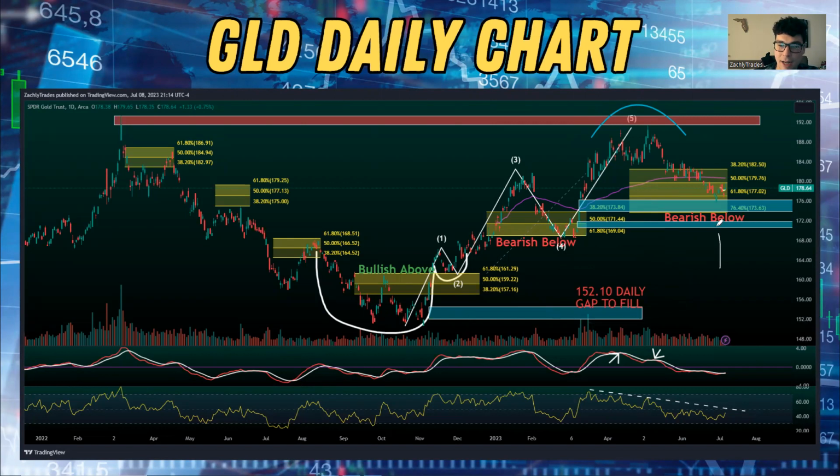The main line in the sand where I'm really bearish below on GLD is going to be 173.63. If we fill this gap down here, that's still healthy and that's still a Fibonacci retracement level, and we could start to rally once again. But if we flip 173.63 to resistance from support, that's going to be indicative of a reversal and that we could retest some of our previous lows in the 168 area, or potentially even start heading down closer to that 152.10 gap fill.